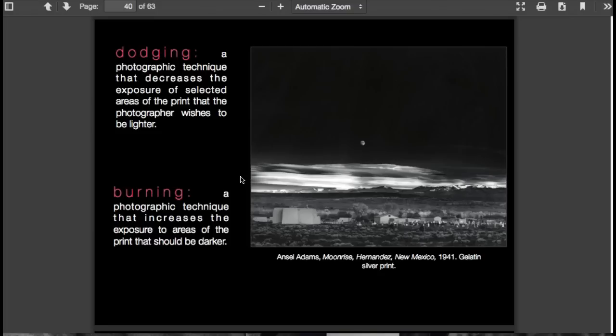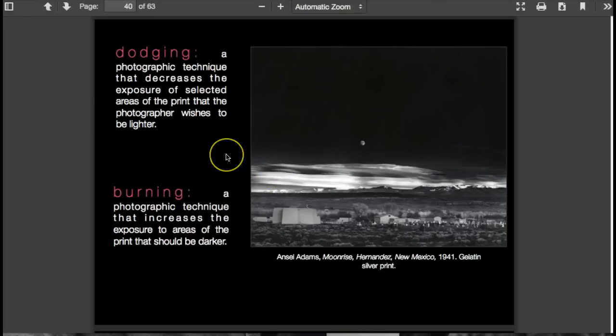When we dodge, we basically decrease the exposure of selected areas of the print that the photographer wishes to be lighter. That way we can pull out different lights and darks, and burning does this as well. This is a technique where we increase the exposure to where we want it to be darker. So basically we burn this area.